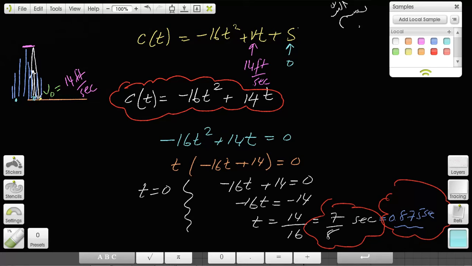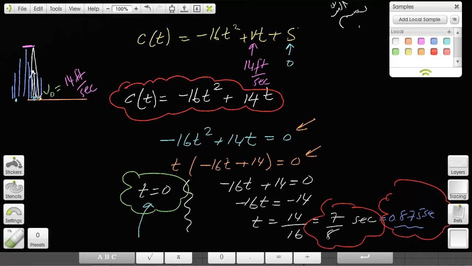Now, notice that this equation gave us two answers. The cat's height is going to be 0 two times. At time 0, and that makes sense. In the beginning, the height is 0. And at 0.875 seconds, the height is going to be 0. So the time it takes for the cat to land back is this much. So I thought that was an interesting question as well.